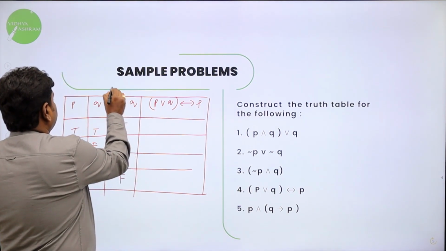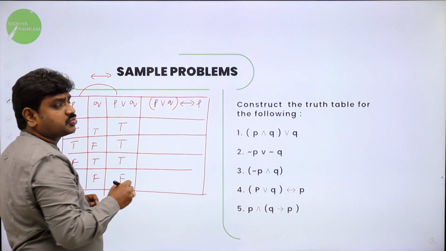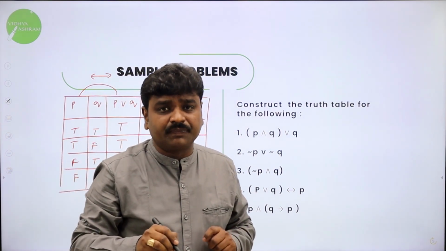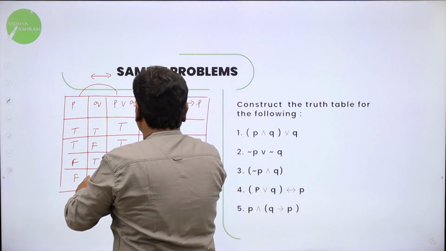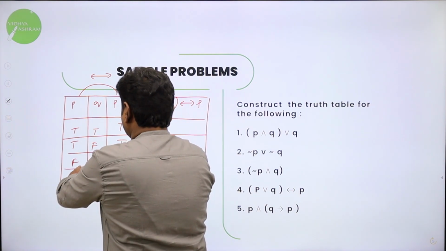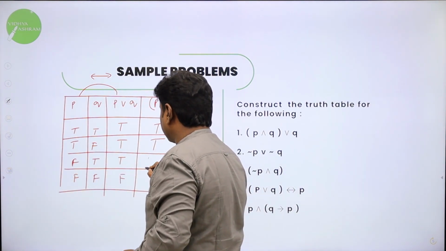PRQ by implies P. For these two I should apply by implies. By implies means what? If both are same, result will be true. So now true true result is true, true true result is true, false true both are different, false.